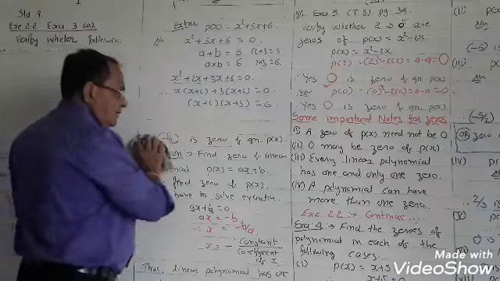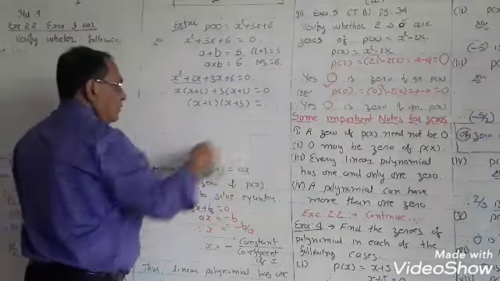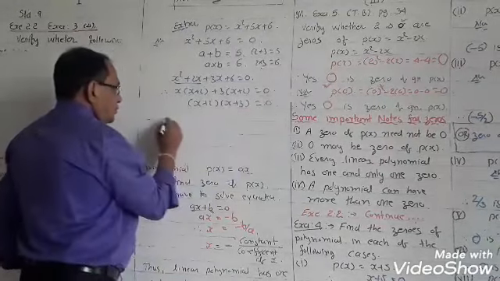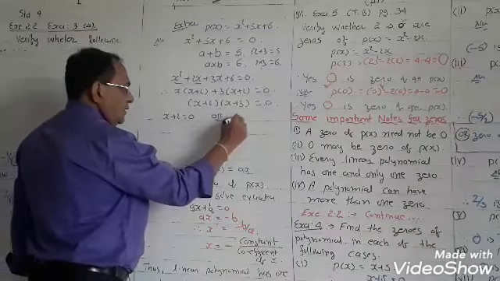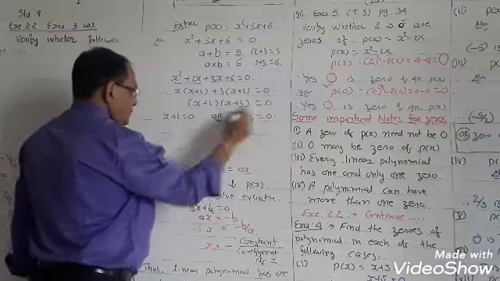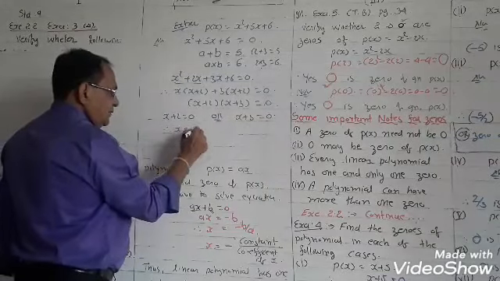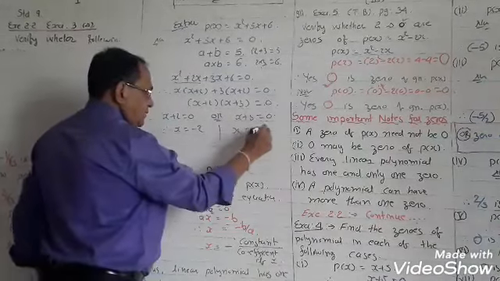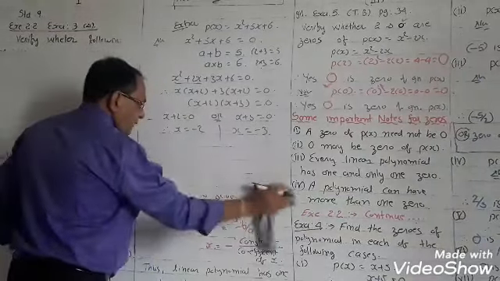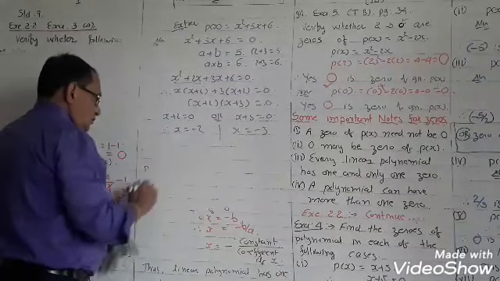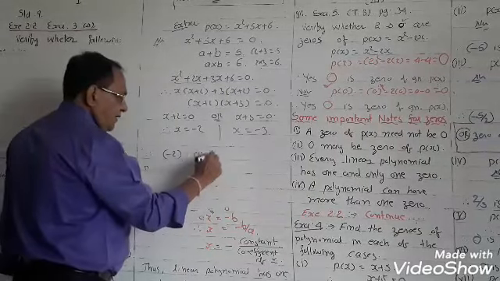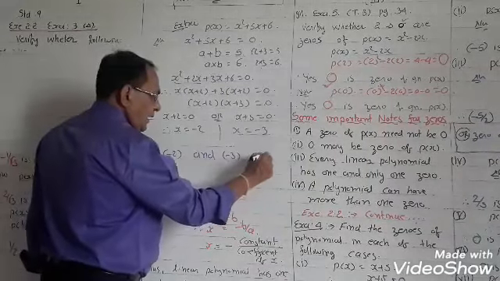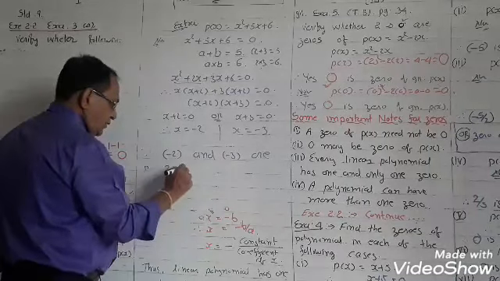So what happened? Now x plus 2 is equal to 0 or x plus 3 is equal to 0. Therefore x is equal to minus 2, x is equal to minus 3. Therefore minus 2 and minus 3 are zeros of the given p(x).